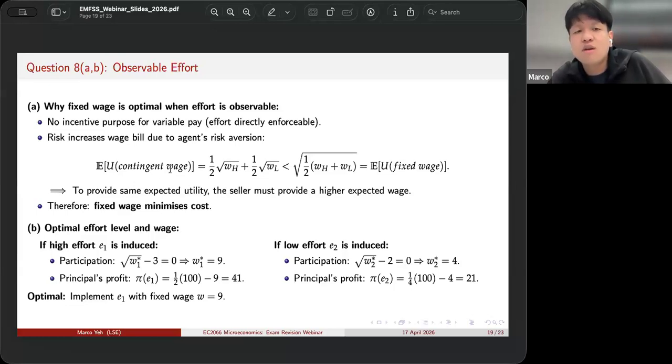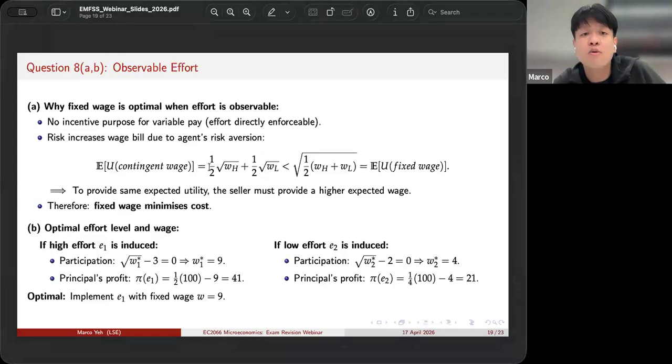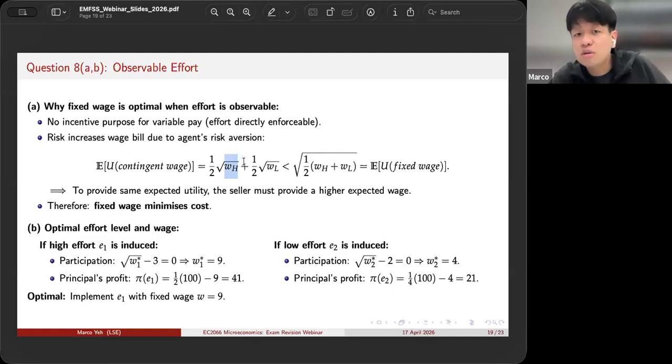The expected utility given contingent weight is this because if we are going to have a high effort level with probability 1/2, the principal will pay WH to the agent because with probability 1/2, the project is successful. We earn 100, but we need to give the agent WH by contract. Why do we have the square roots? Because by assumption, the utility of the agent is a square root. That is some sort of risk aversion. That's why we have this term.